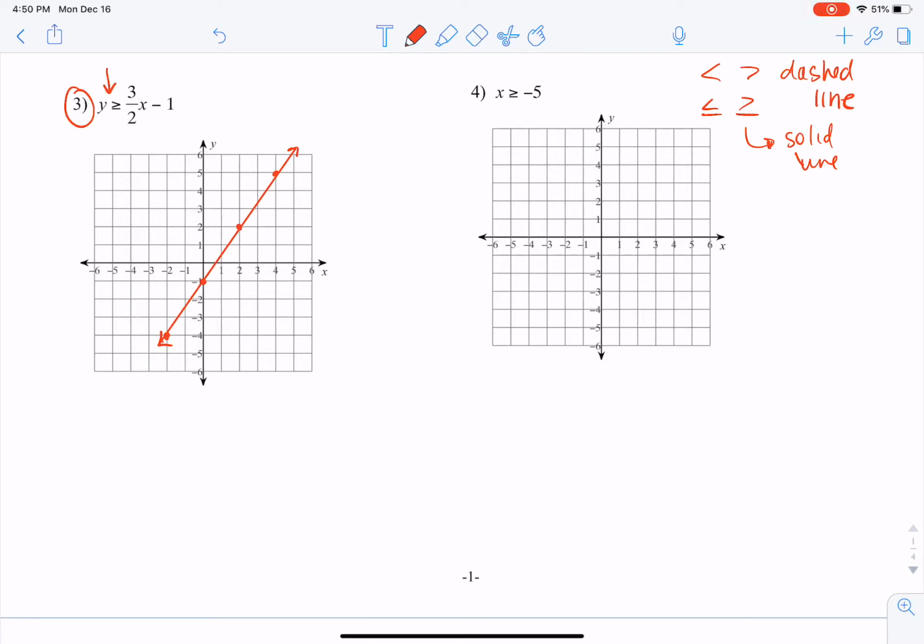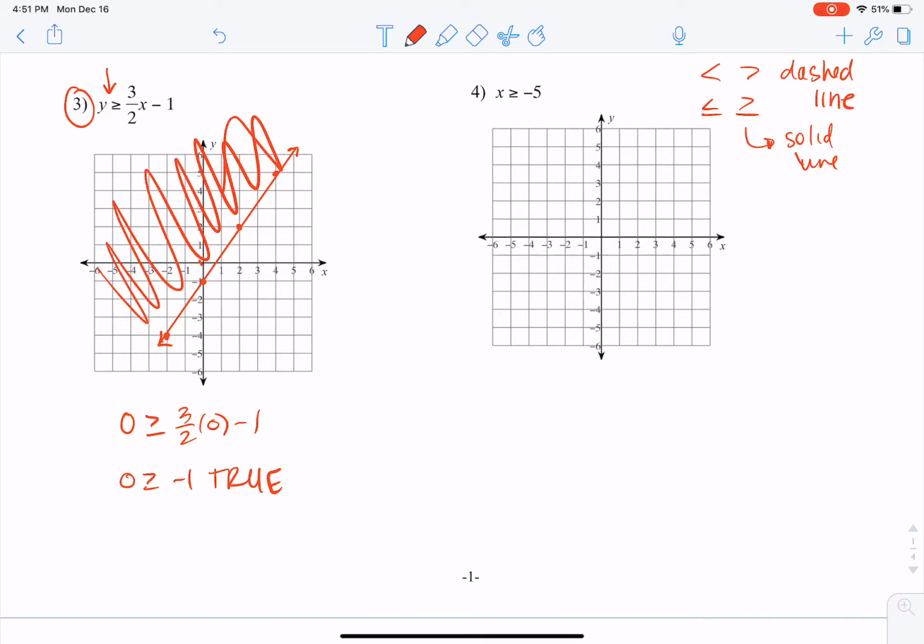So again, I'll pick my 0, 0. So 0 is bigger than or equal to 3 over 2 times 0 minus 1. 0 is bigger than or equal to negative 1. This is true. So I know that 0, 0 falls in my solution set. So I can go ahead and shade.